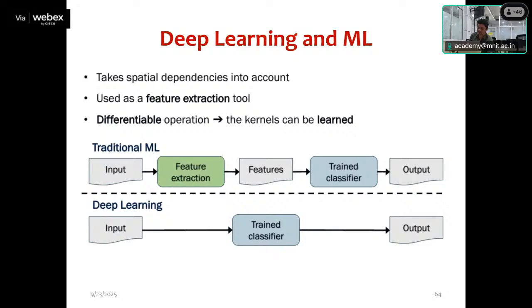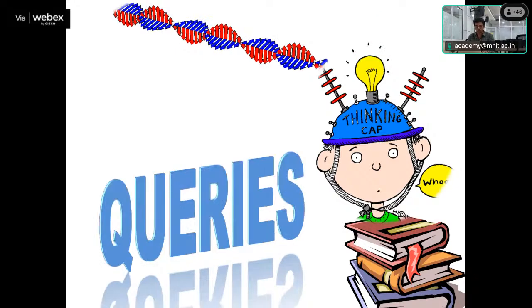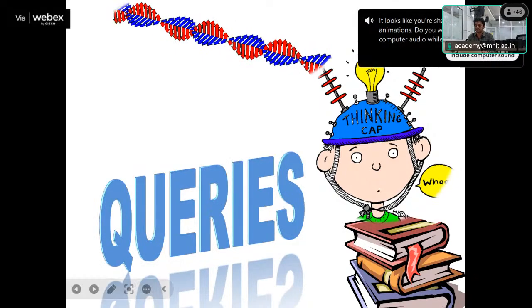So deep learning in ML, we have talked about. There are various applications extensively, some of which we are discussing. Image classification, definitely in one of the lectures we will be discussing. Speech recognition is there. Language translation is there. Stock exchange prediction, biomedical and diagnosis systems. So many applications that we are going to discuss: vehicular communication, face detection, and video surveillance. So all are applications. With this, we are ending our basic introduction to the machine learning session.